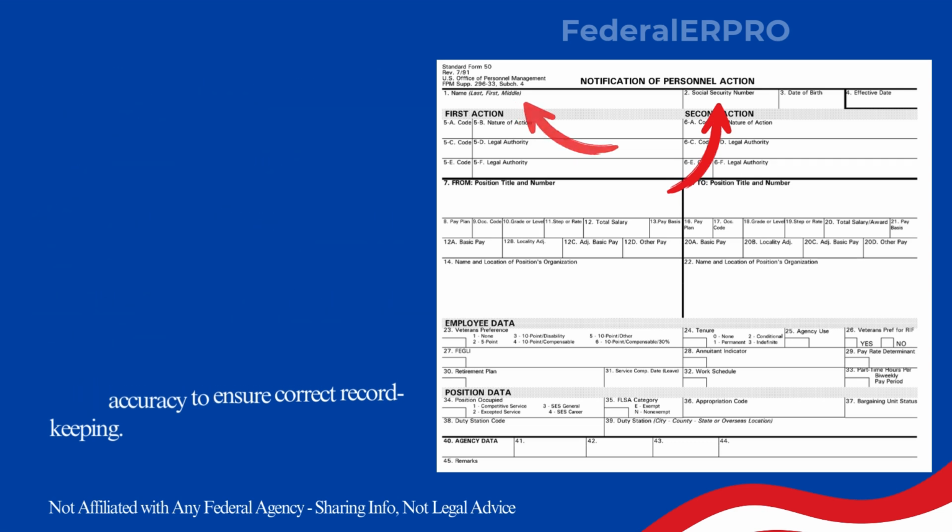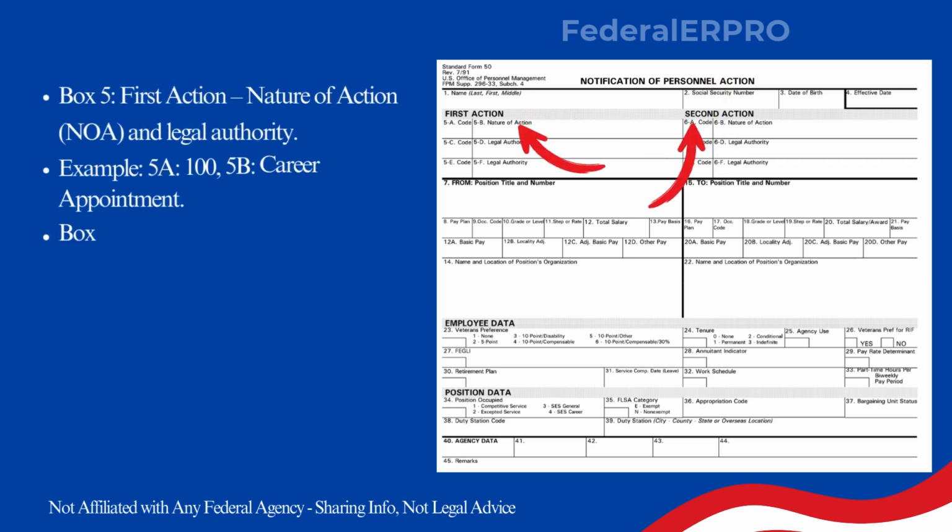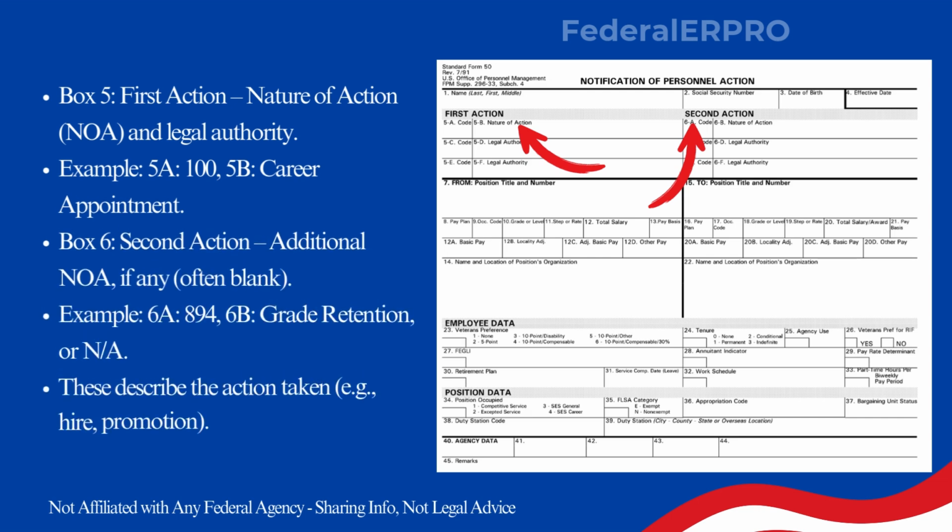Box 5 is the nature of action. This tells you what happened. Box 5A is the action code, such as 100 for career appointment. Box 5B is the legal authority, the rule or law under which the action occurred. If there's a secondary action, you'll see it in Box 6A and 6B.